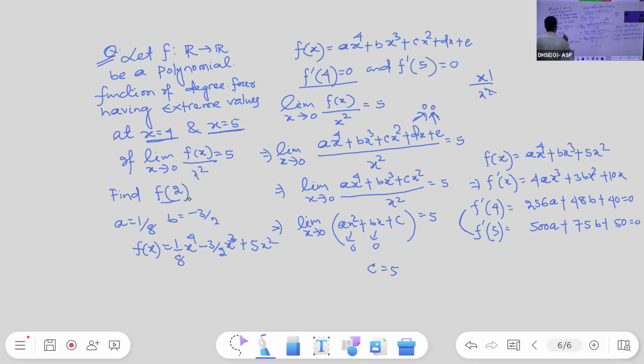We are asked to find out the value of f of 2. So f of 2 is equal to 1 upon 8 into 2 to the power 4, that is 16, minus 3 upon 2 into 2 to the power 3, that is 8, plus 5 into 2 to the power 2, that is 4. So 2 minus 12 plus 20, which is equal to 10. Naslin, your answer is wrong. 10 is the right answer.